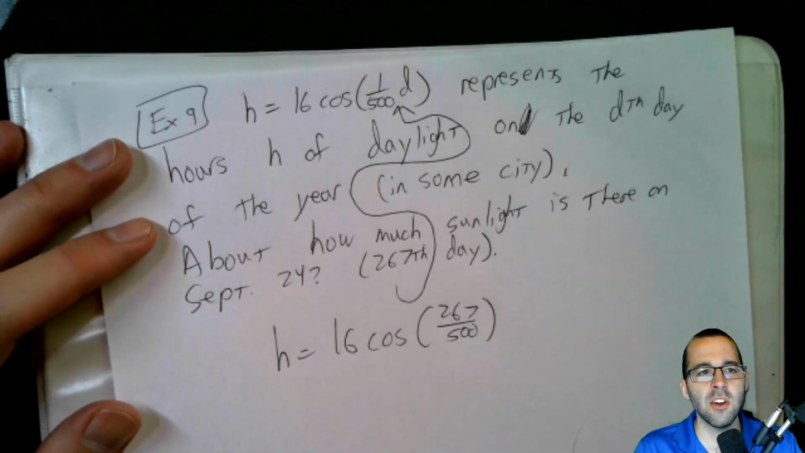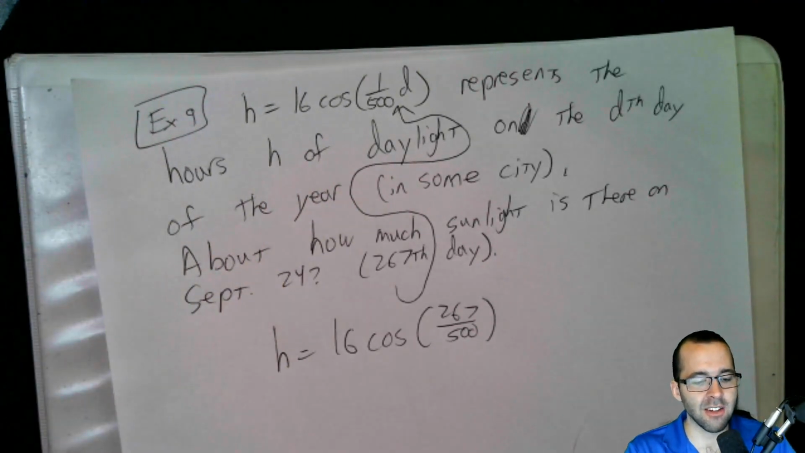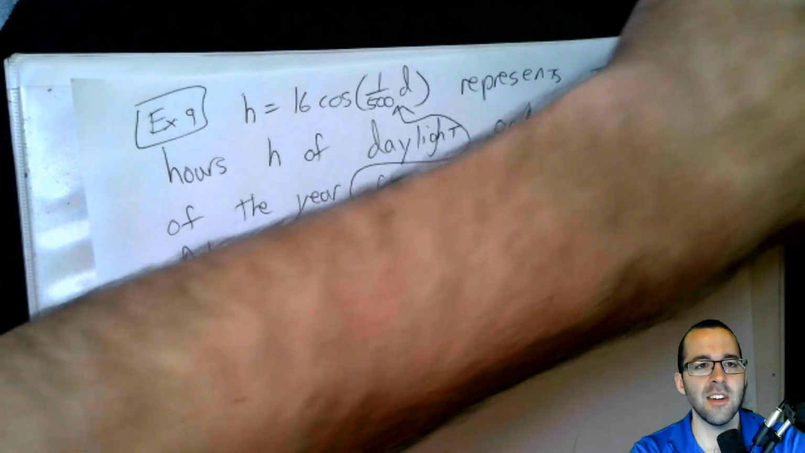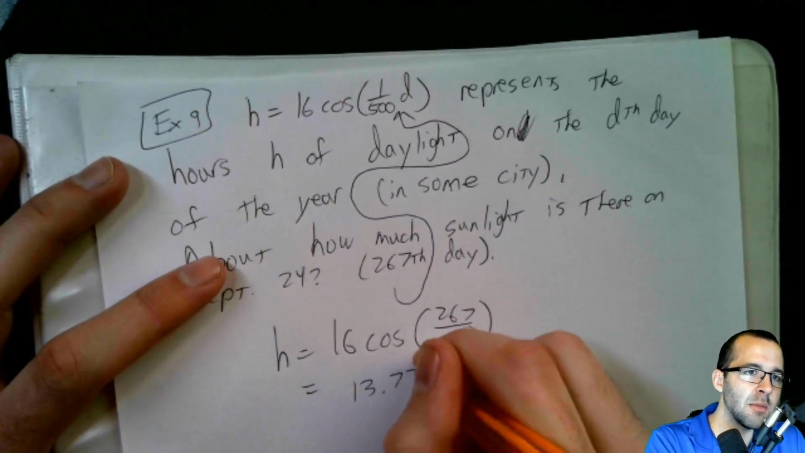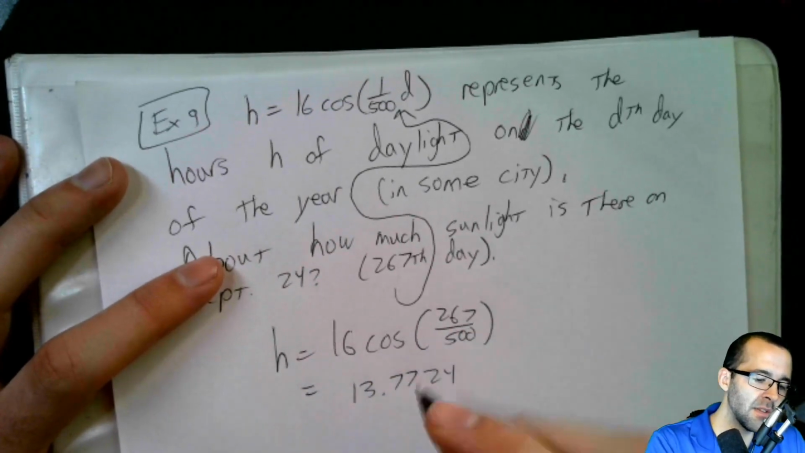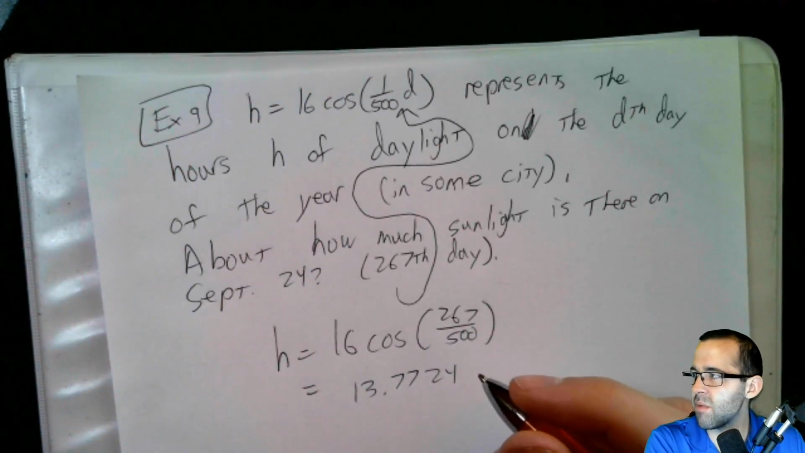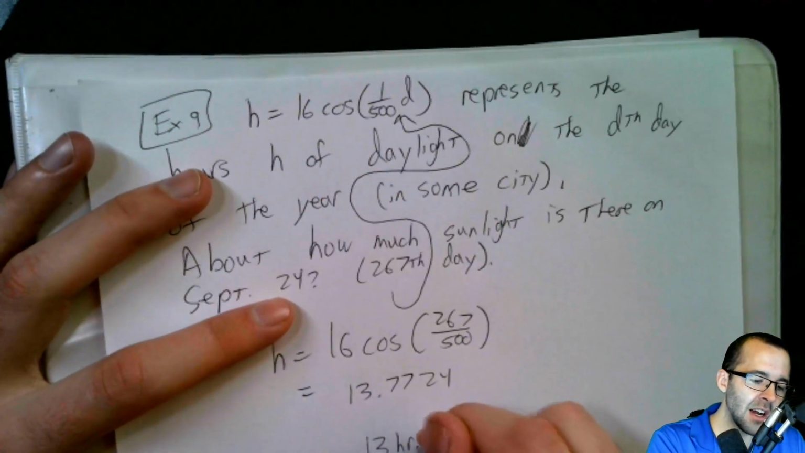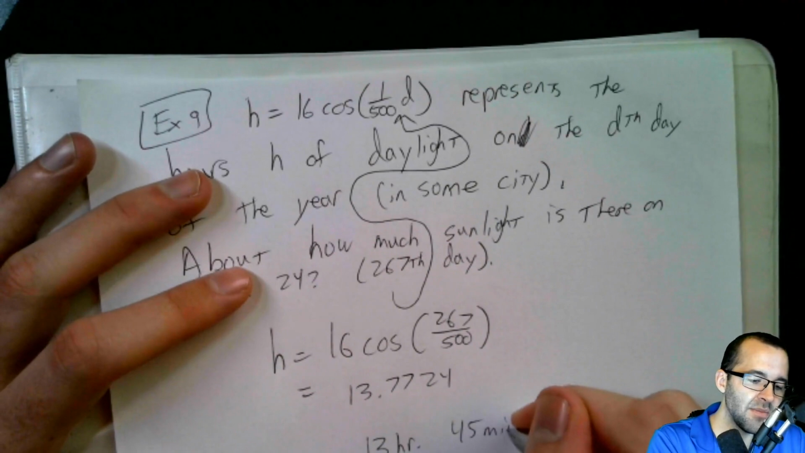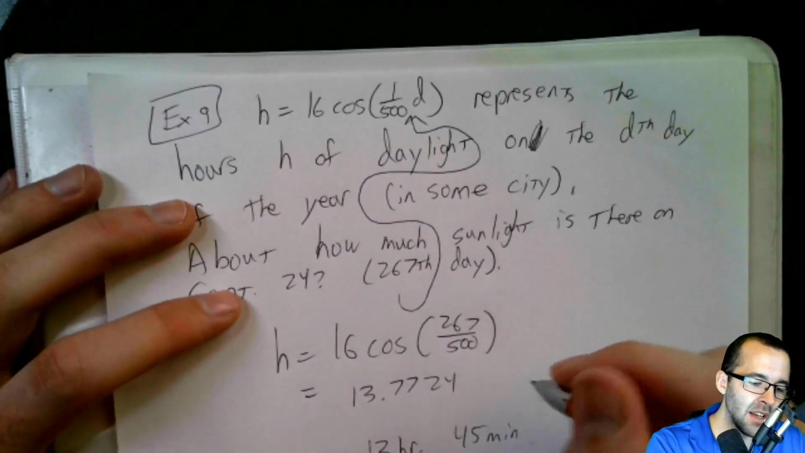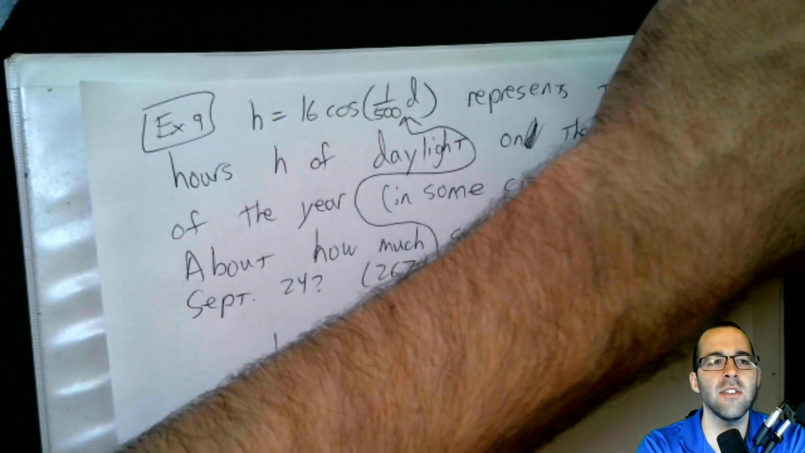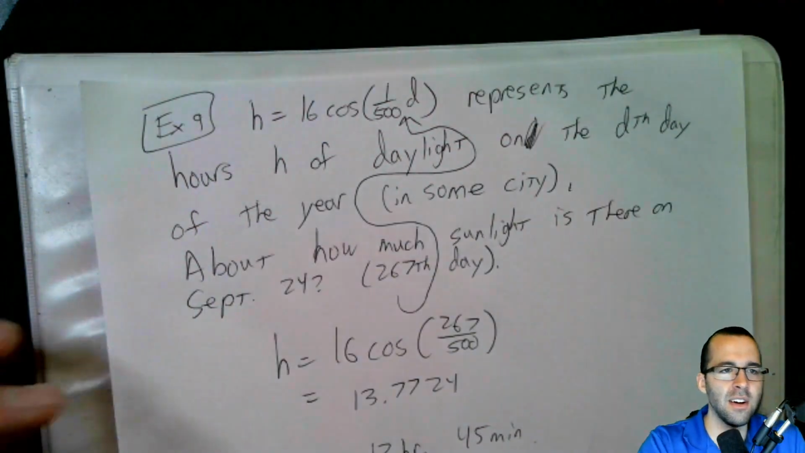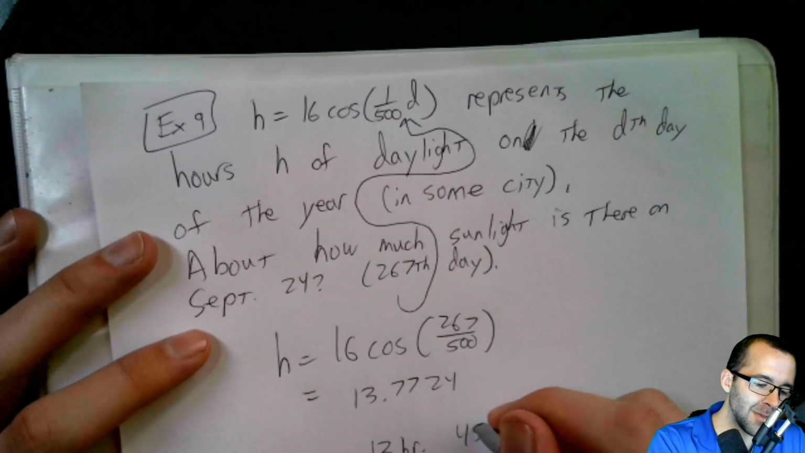All right, so let's go plug this into our calculator and see what we get, making sure that our calculator is in radians. 16 times the cosine of 267 divided by 500. Please don't be a negative number. Okay, this is going to be 13.7724, or roughly 13 and 3/4, right? Roughly 13 hours and 45 minutes. Really roughly. We can maybe approximate it better. You could write this as 13 hours and 0.7724 hours, and 0.7724 hours is like 46 minutes. All right, it rounds to 46 minutes.